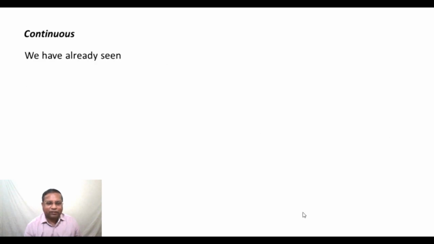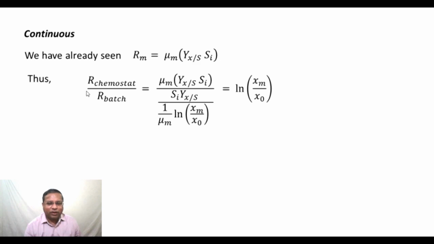Now for the chemostat case, we have already seen that the maximum productivity is mu m Yxs times Si. Therefore, the ratio of the maximum productivities of a chemostat to that of batch is just a division of those two terms. Mu m Yxs Si is that for a chemostat, Si Yxs by 1 by mu m ln of xm by x0. This is what we saw for a batch. As you can see, all these terms cancel out. Si Yxs, mu m cancels out, and then we are left with ln of xm by x0. Okay, very nice, simple expression we have.